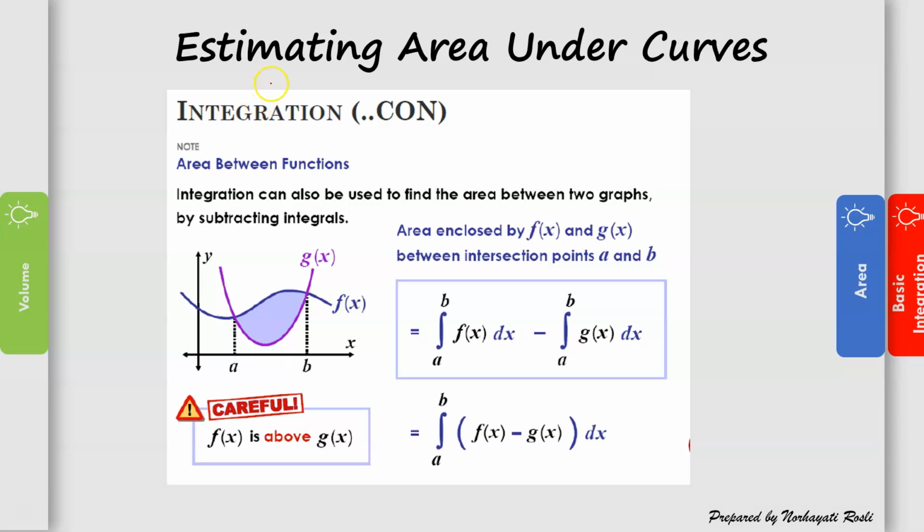So class, now we want to estimate the area under the curve, which is the area between functions. Integration can also be used to find the area between two graphs by subtracting integrals. What does it mean here? If you have two functions, the first one, for example this curve, is given by f(x), and this curve, which is a quadratic function, is given by g(x).